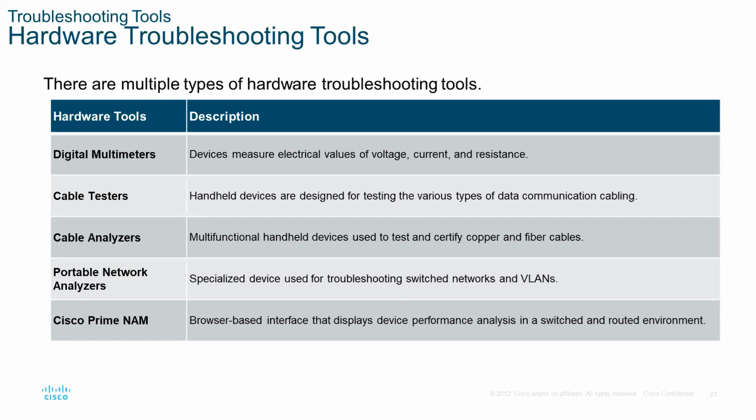Next, we have analyzers. Now, depending on the scope of analysis we want, we might have handheld ones that are really good for certifying our copper cabling and fiber cables and that. And then we might have a portable network enabler, which is a standalone unit that specializes in troubleshooting switch networks. So it'll delve in and try to find out any issues within the switch network.